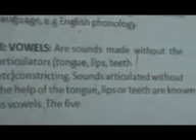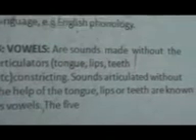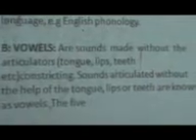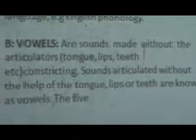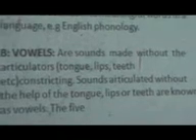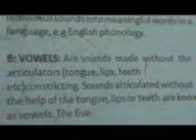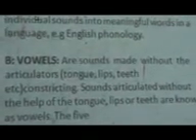Section B. Vowels. Vowels are sounds made without the articulators constricting. The articulators are the tongue, the lips, the teeth, etc. Sounds articulated without the help of the tongue, the lips, or teeth are known as vowels.